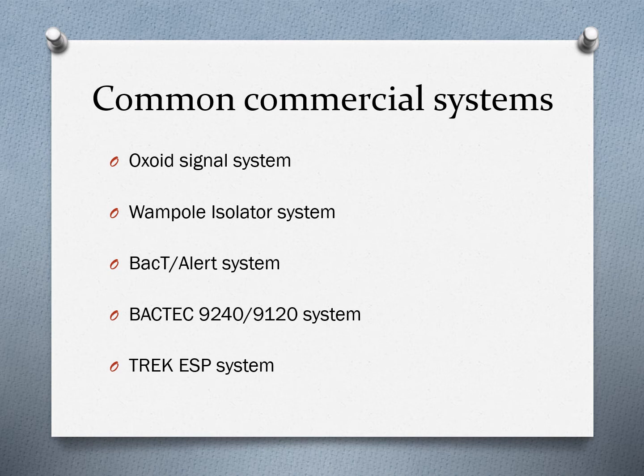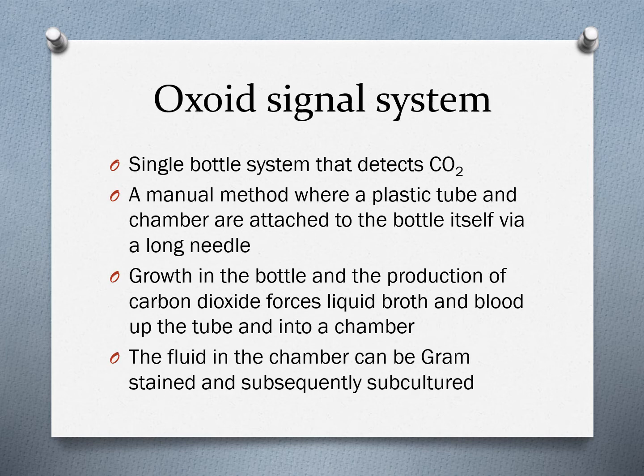Some common commercial systems that I'm going to talk about would be the Oxoid Signal system, the Wampole Isolator system, the BacT/Alert system, BacT 9120, 9240, and the Trek ESP system. We're going to talk about all of these commercial blood culture systems. Let's start by talking about the Oxoid Signal system. This is the system we're going to use in our student laboratory. It is a single bottle system that detects CO2 in the bottle.